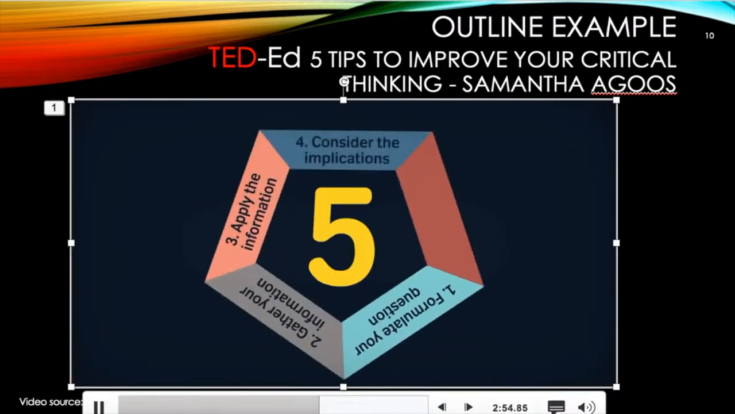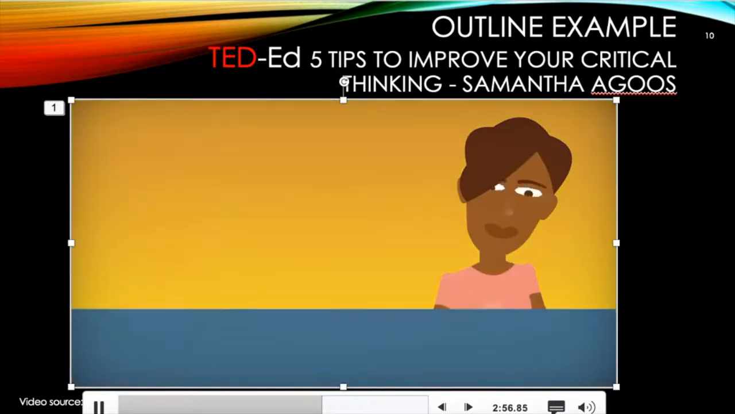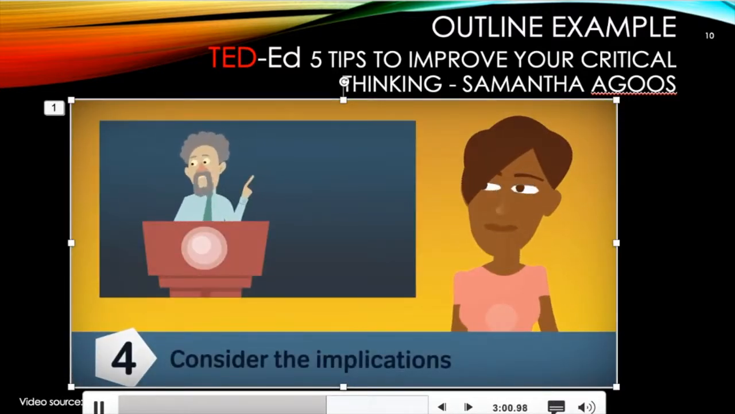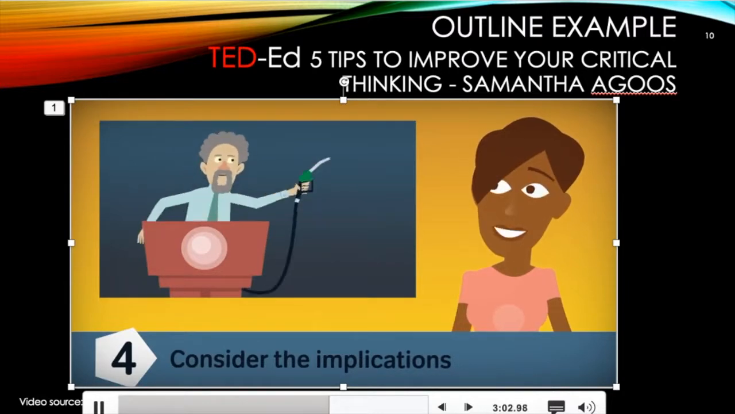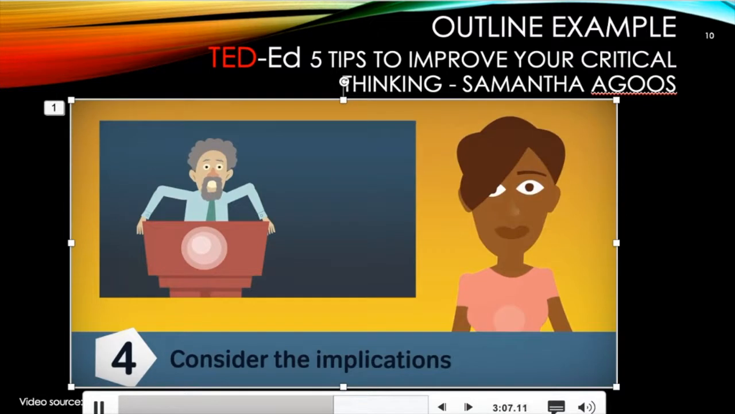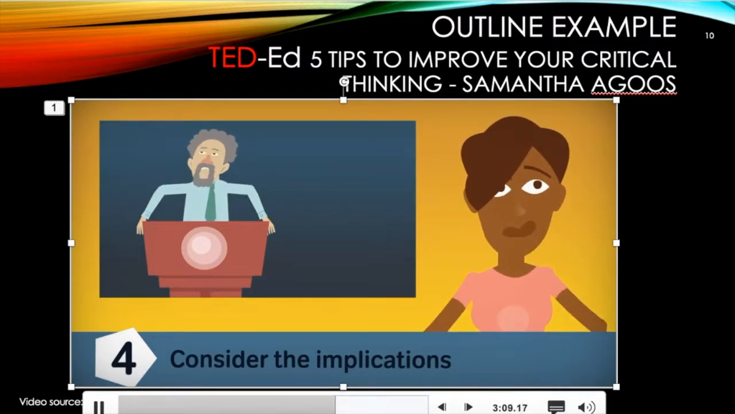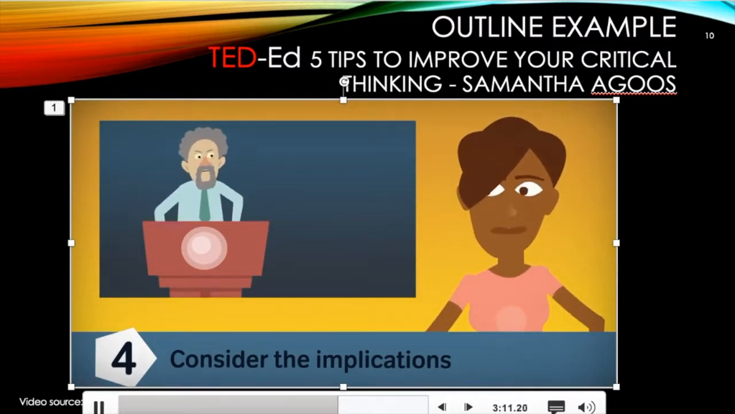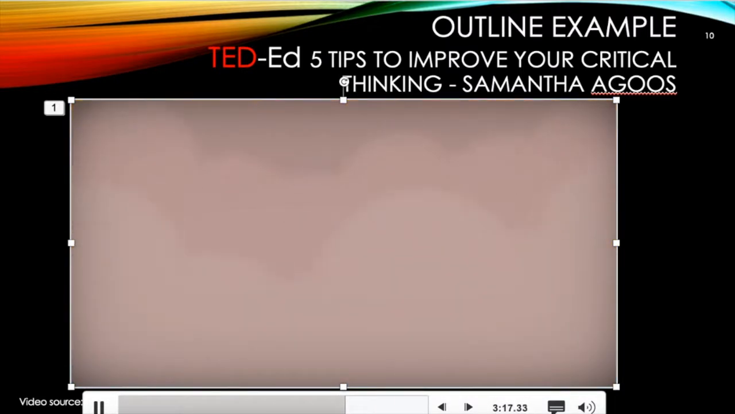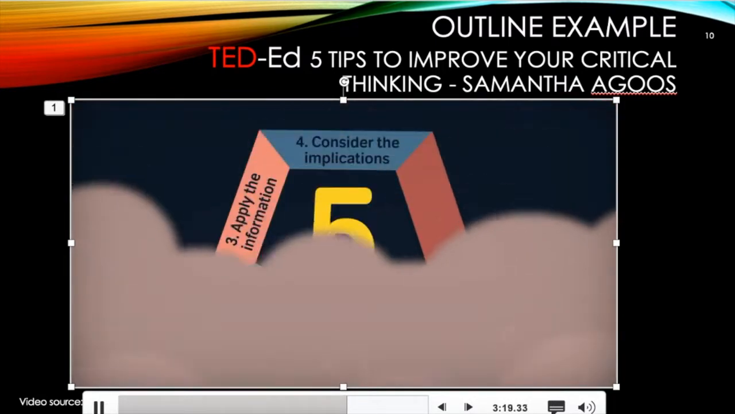4. Consider the implications. Imagine it's election time, and you've selected a political candidate based on their promise to make it cheaper for drivers to fill up on gas. At first glance, that seems great, but what about the long-term environmental effects? If gasoline use is less restricted by cost, this could also cause a huge surge in air pollution, an unintended consequence that's important to think about.